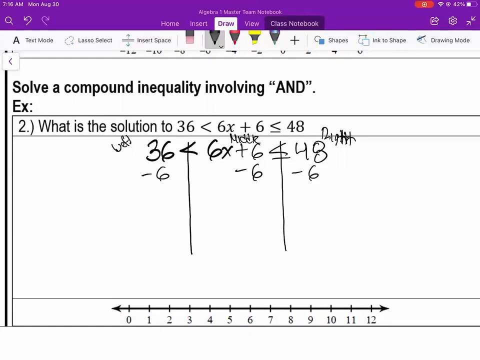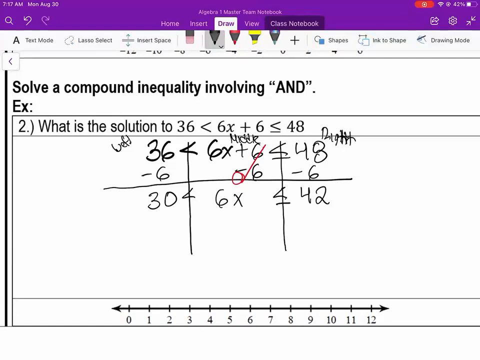So this is something that you have done before. It just looks a little different. I'm going to draw my line and just do the math, left to right. So I got 36 minus 6, which equals 30. All right. Now 6 minus 6, well, that goes to 0. So that's gone. And I'm left with 6x. And don't forget about the symbols. And then I got 48 minus 6, which equals 42. All right. So we're almost there.